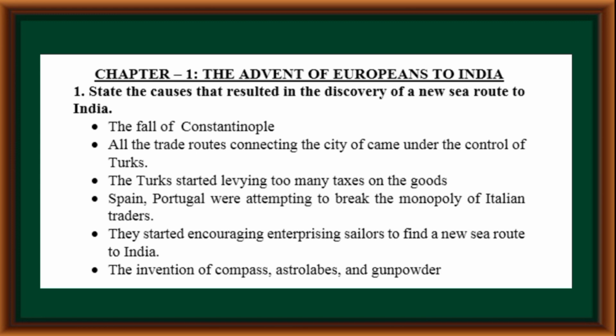The fall of Constantinople: all the trade routes connecting the city of Constantinople came under the control of Turks. The Turks started levying too many taxes on the goods. Spain and Portugal were attempting to break the monopoly of Italian traders. They started encouraging enterprising sailors to find a new sea route to India. The invention of compass, astrolabes, and gunpowder. These were the causes or the reasons that resulted in the discovery of a new sea route to India.